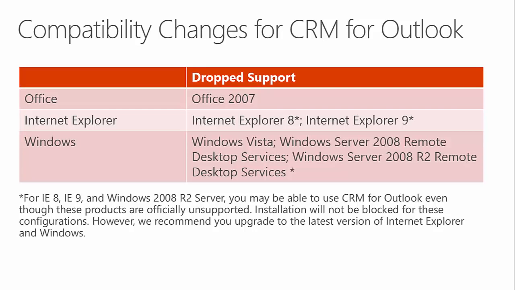You'll notice the asterisk next to a few of these, and that means that for Internet Explorer 8 and 9 and Windows Server 2008 R2, we're not going to actually block you during the installation from these. However, these are officially unsupported, and we recommend that you upgrade to the latest version of Internet Explorer and Windows Server in order to have the best experience with the CRM 2015 Outlook client.